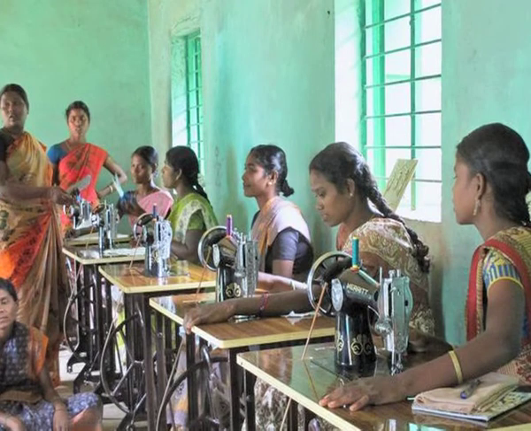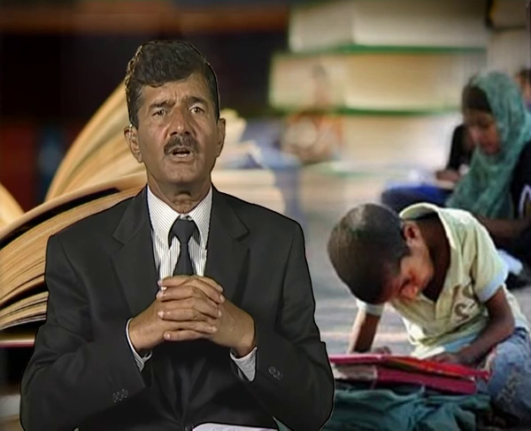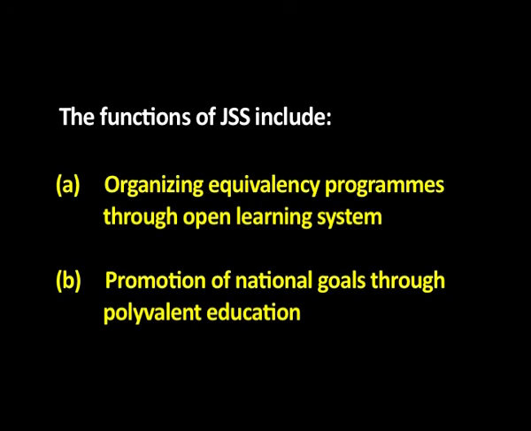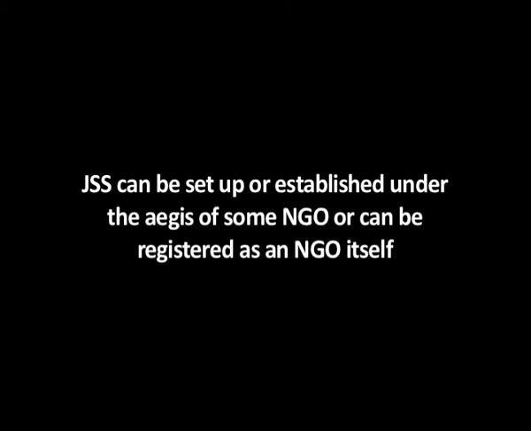Jan Shikshan Sansthan is to provide academic and resource support to Zilla Saksharta Samitis for taking up vocational training programs under continuing education. Jan Shikshan Sansthan is to function as a nodal continuing education center and can run 10 to 15 continuing education centers under its own supervision and control. The functions of Jan Shikshan Sansthan include organizing equivalency programs through open learning system and promotion of national goals through polyvalent education. Jan Shikshan Sansthan can be set up under the aegis of some NGO or can be registered as an NGO itself.